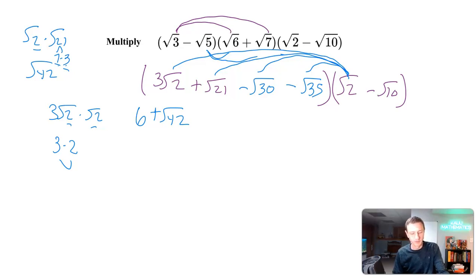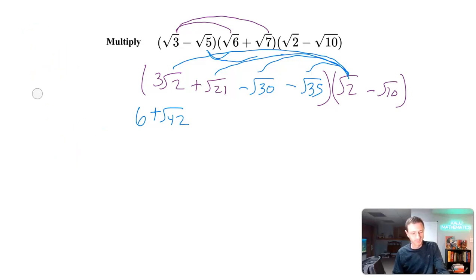Okay, I'm going to erase as we go here. This is getting a little messy. Next, where am I at here? I'm at square root of 2 times the square root of 30. So it's going to be negative, so I'll just put minus here. So square root of 30 times the square root of 2 is going to be the square root of 60.